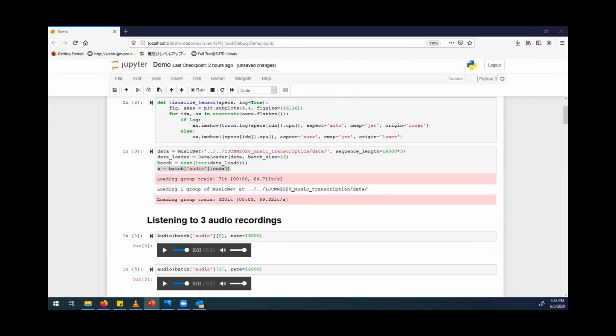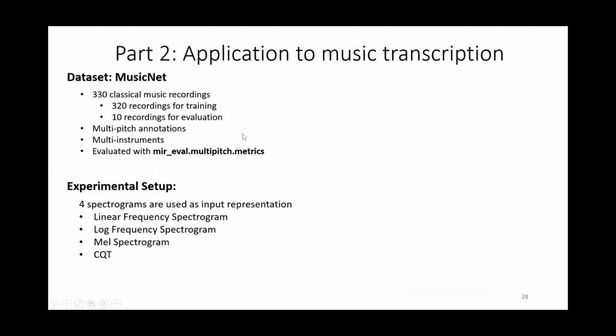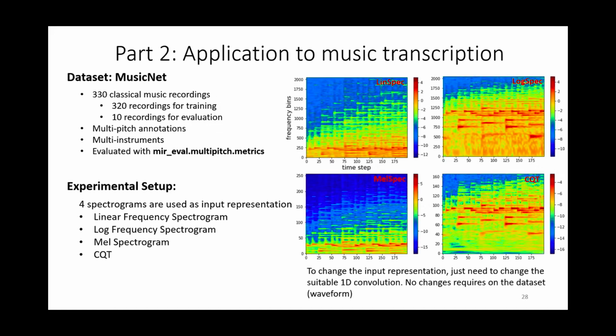Okay, then let's go back to our slides. Let's talk about one application. Because I'm working on music transcription, that's why my application is related to music transcription. For example, we have a data set, MusicNet, and it consists of 330 audio recordings. And the experimental setup is that because the recordings are waveform, and we don't know which spectrogram is best for the model, so we try out 4 different types of spectrograms. The first one is linear spectrogram, another one is log frequency scale spectrogram, and MEL spectrogram and CQT.